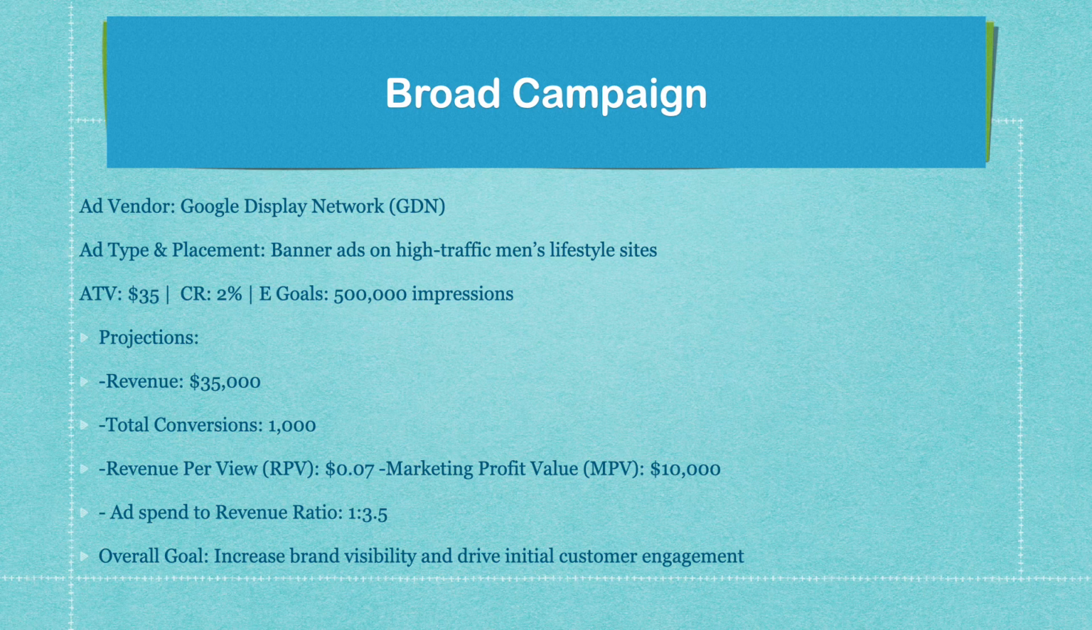Our average transaction value is $35 with a conversion rate of 2%. Our exposure goal is 500,000 impressions. Our projected revenue is $35,000 with a total conversion of 1,000. Our revenue per view is $0.07 with a marketing value of 10,000. Ad spend to revenue ratio is 1 to 3.5, with our overall goal being to increase brand visibility and drive intentional customer engagement.